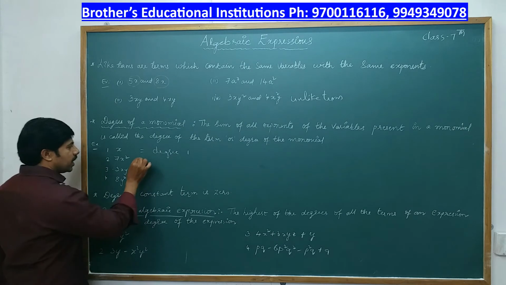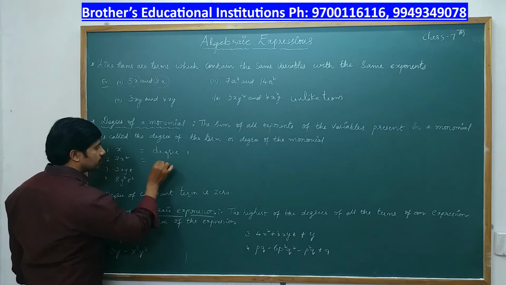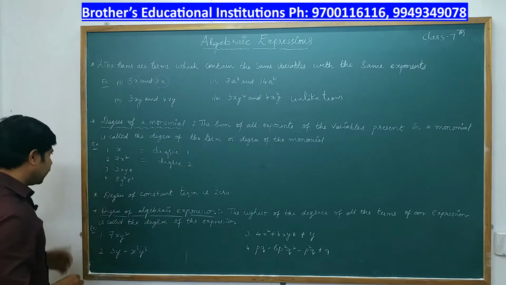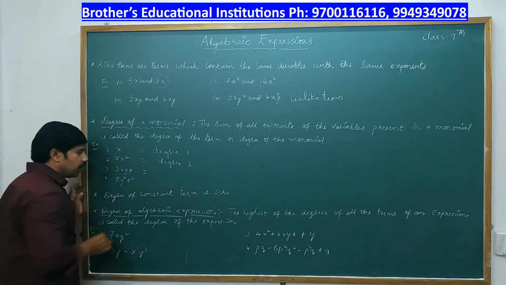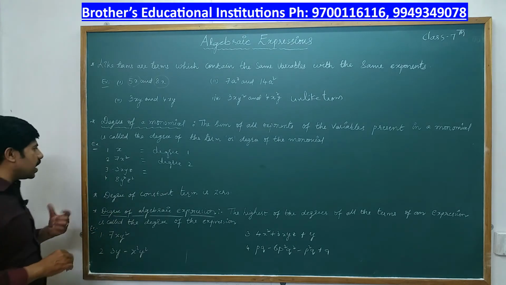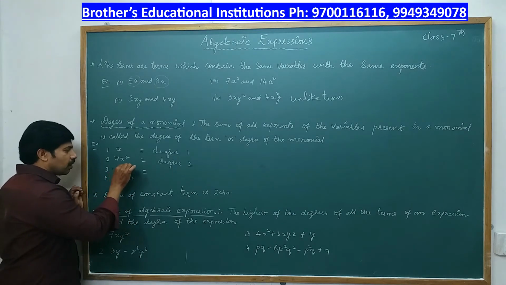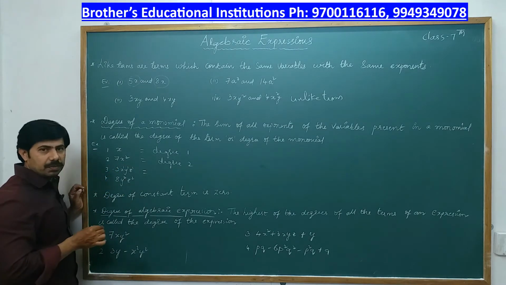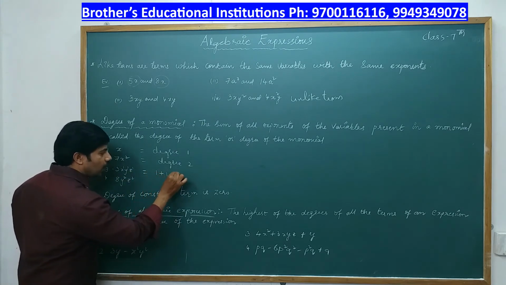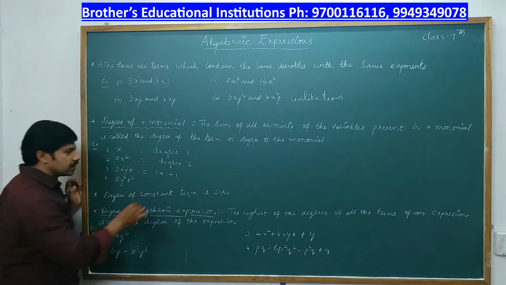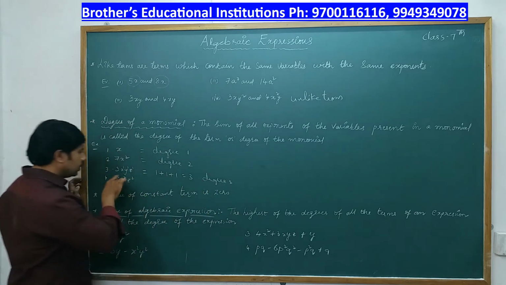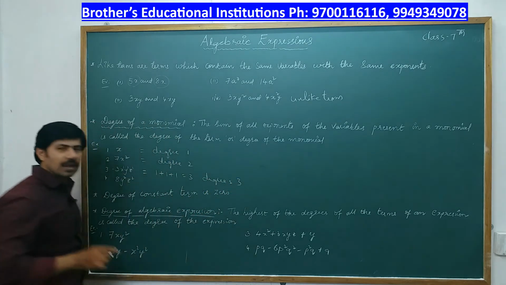And when it comes to the second problem, the degree is 2. And in the third problem, 3xyz is a monomial. Now how to find the degree of 3xyz? The power of x, power of y, and power of z are understood to be 1. So for the degree of the monomial, you have to add all the powers of these variables, which comes to 3. Then we say the degree of the monomial 3xyz is 3.